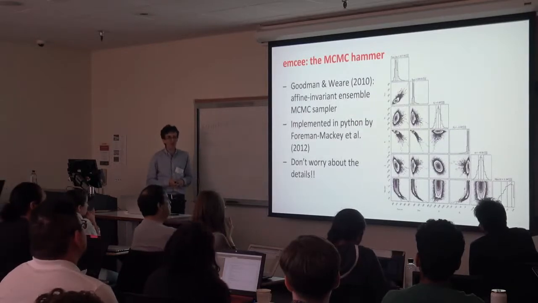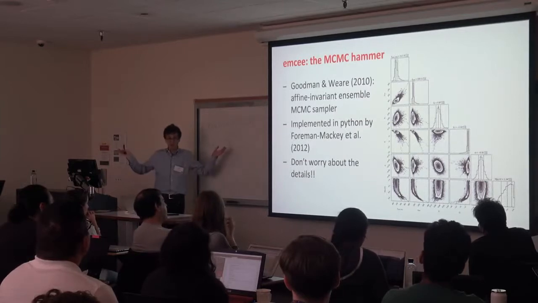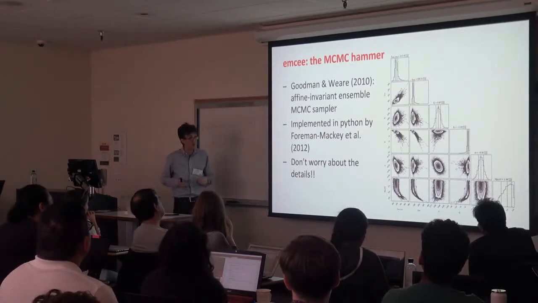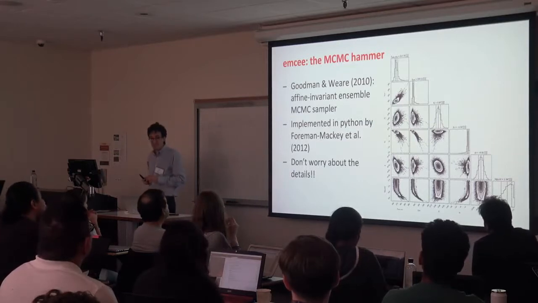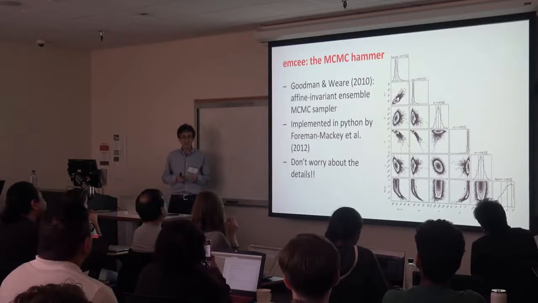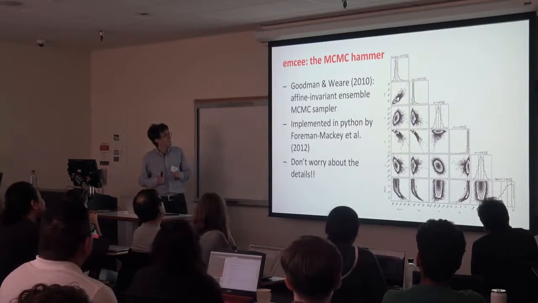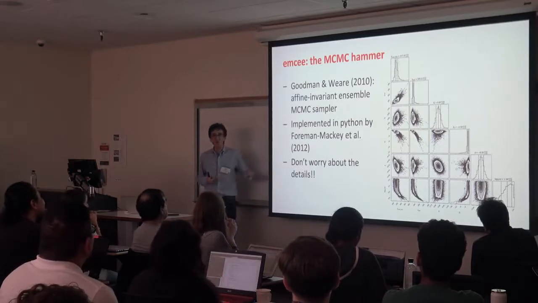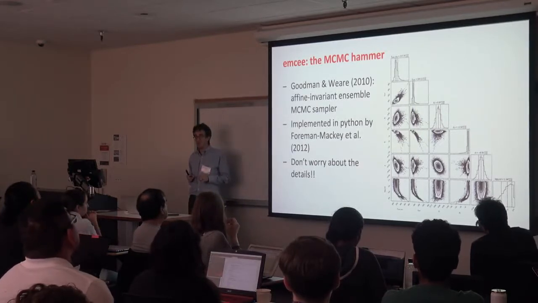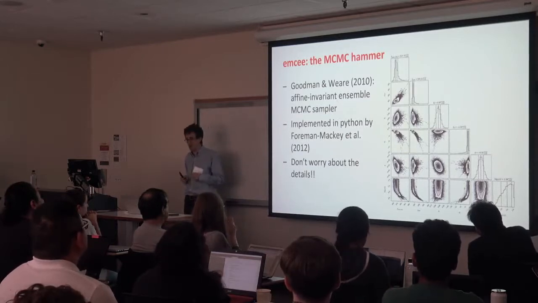Now, rather than make you write your own MCMC sampler, which is actually a very good exercise, I encourage all of you in your copious free time to go home and do this. We're going to use a very popular one called emcee, the MCMC Hammer. It was written by people who have a pretty good idea of what they're doing, i.e. not astronomers, and it is quite fast and powerful. We're not going to worry too much about the details under the hood. There are a lot of things you can tweak in terms of how this works, but we're not going to worry about them right now.